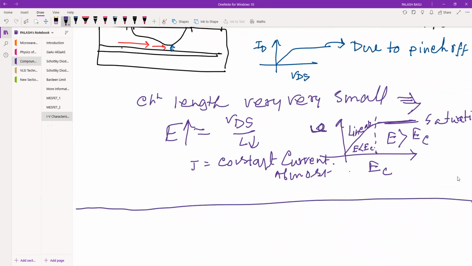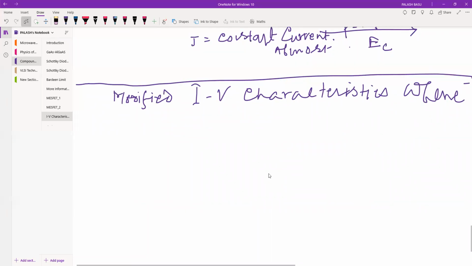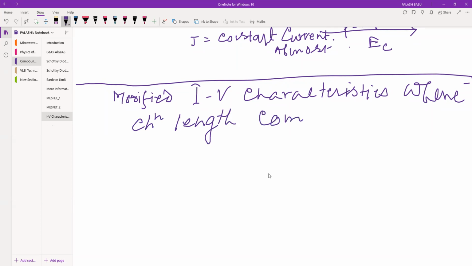Now we really need to see a modified IV characteristics where the channel length component has been included. And how we have got it, that's what we are going to discuss today.